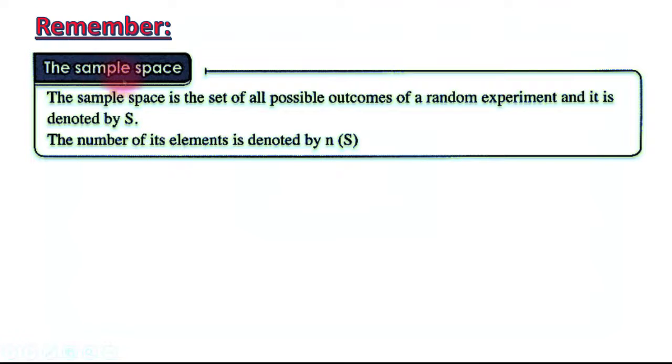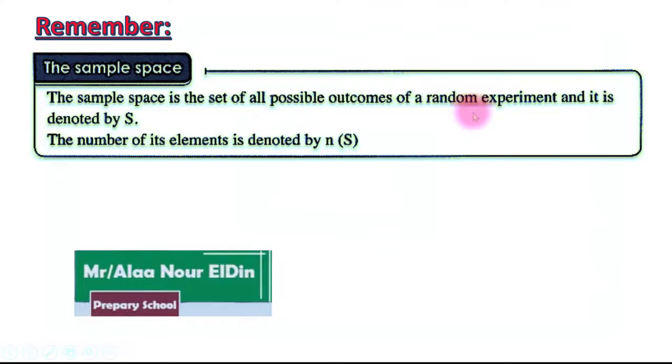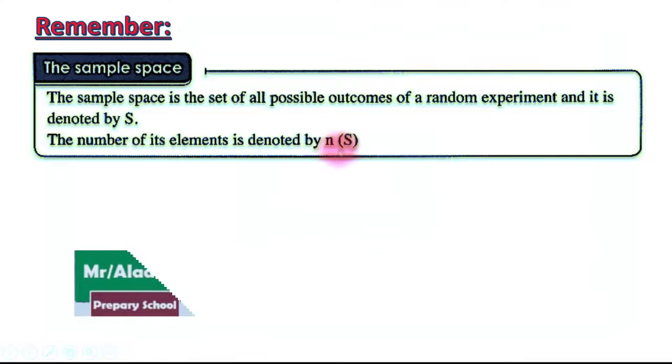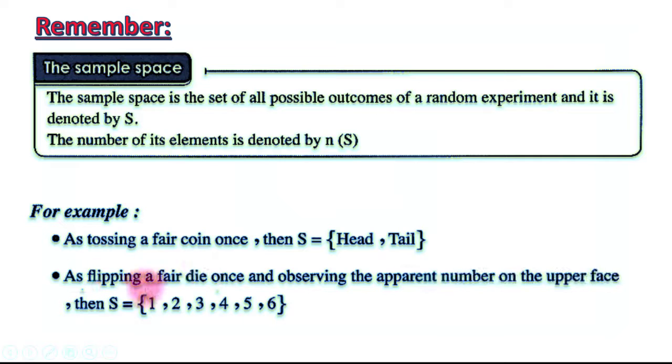Remember, the sample space is the set of all possible outcomes of a random experiment and it is denoted by S. The number of its elements is denoted by n(S). For example, tossing a pair coin once, then the sample space equals head or tail. Flipping a pair die once and observing the number on the upper face, then S equals 1, 2, 3, 4, 5, 6.